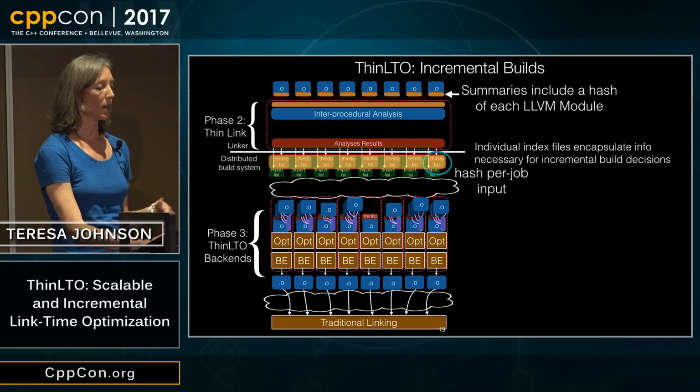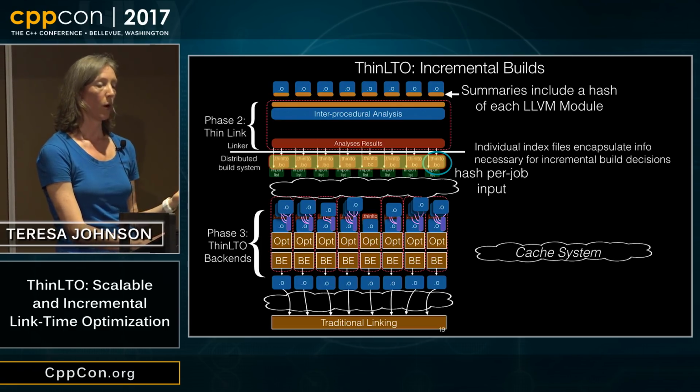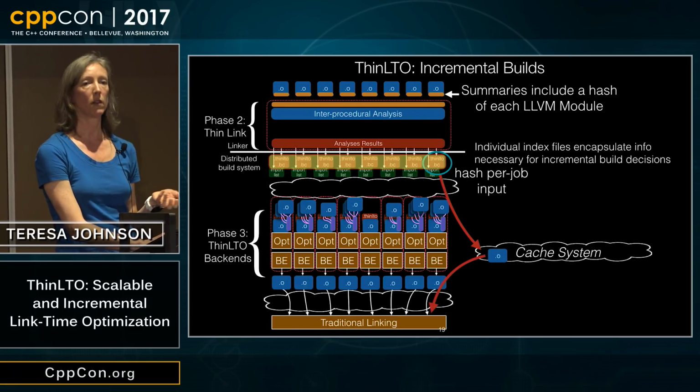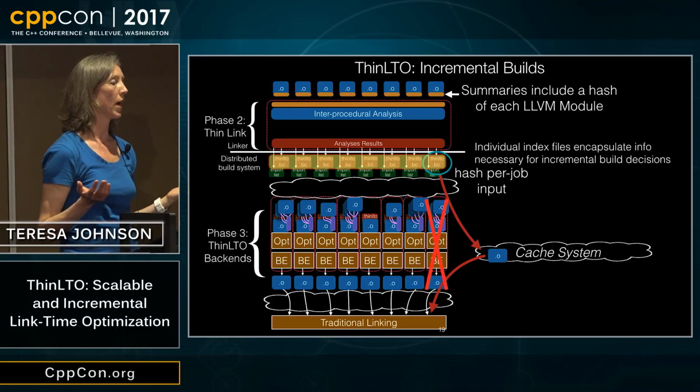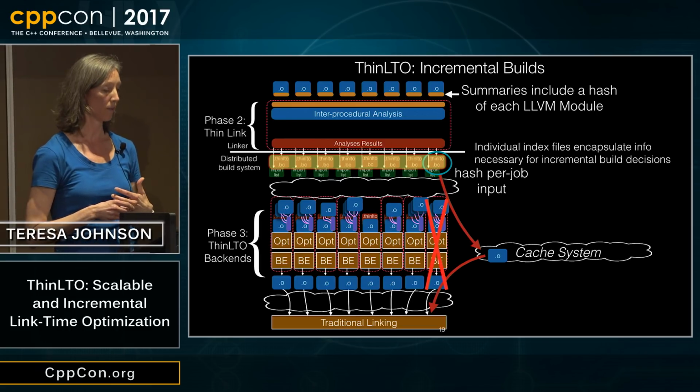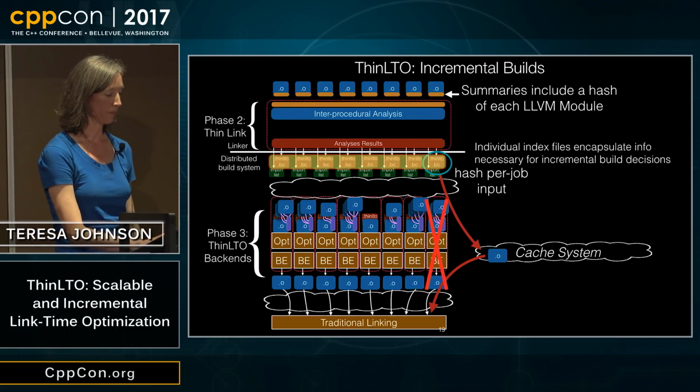And what we can do with that is you hash the input to the LTO backend, query a cache with it, and if there's a match, then the cached native object is returned and you never end up having to launch this LTO backend job.